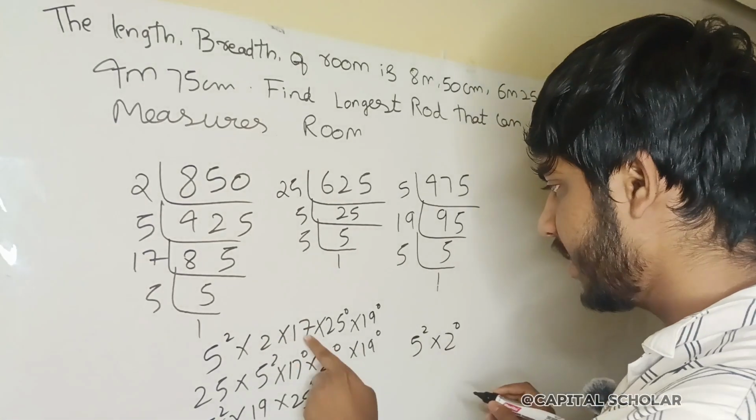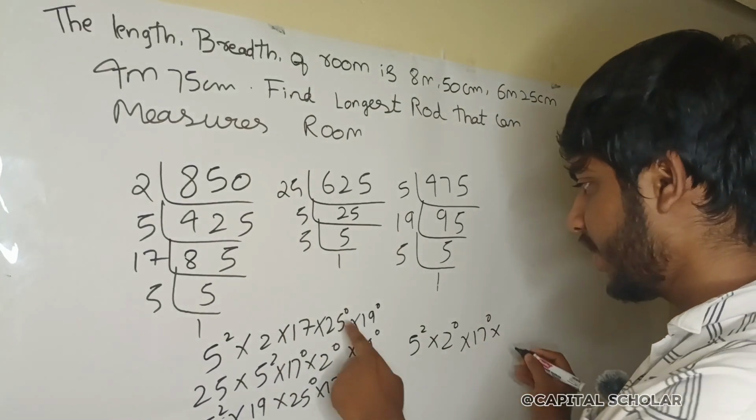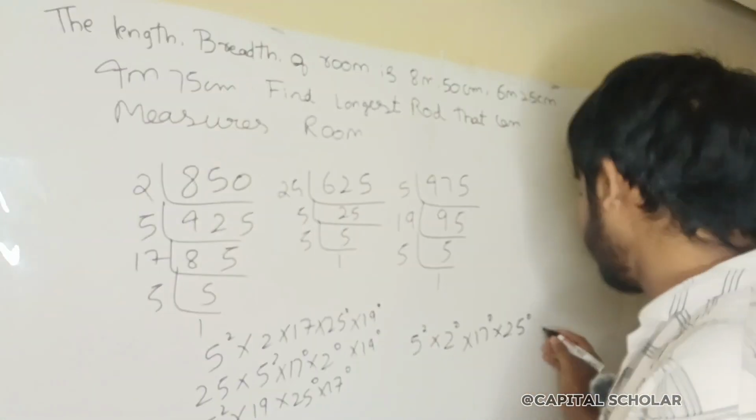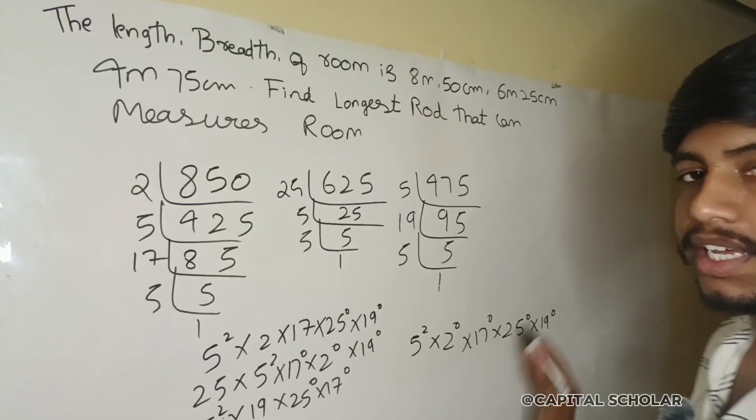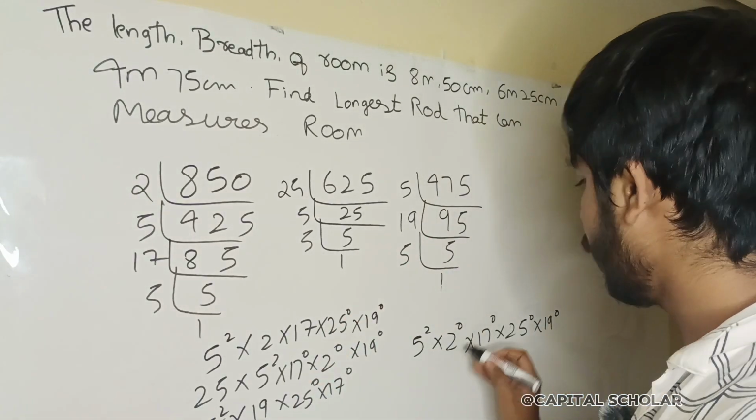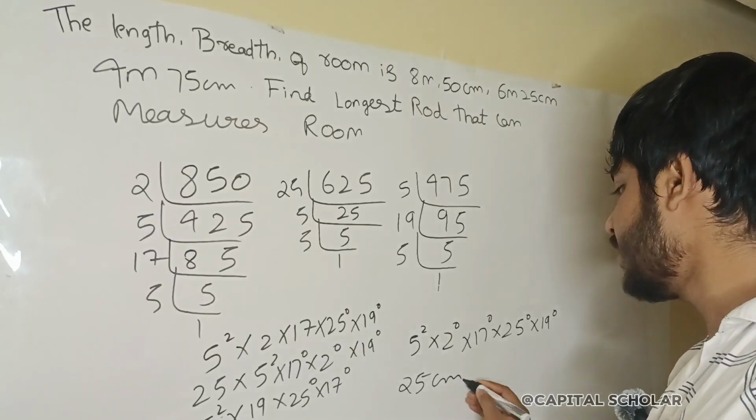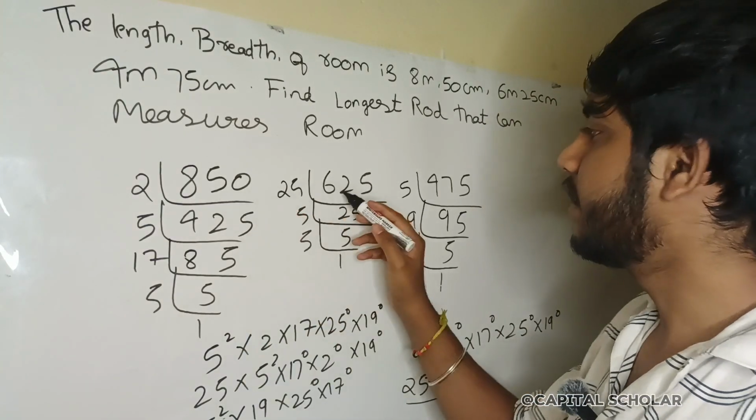In 2, 0 is lowest. In 17, which is lowest? In 17, 0 is lowest. In 25, which is lowest? In 25, 0 is lowest. In 19, which is lowest? In 19, 0 is lowest. So if we have 0 here, the value is only 1. So the answer will be 5 5s are 25. So the 25 centimeter long rod will be easy to measure by these and these.